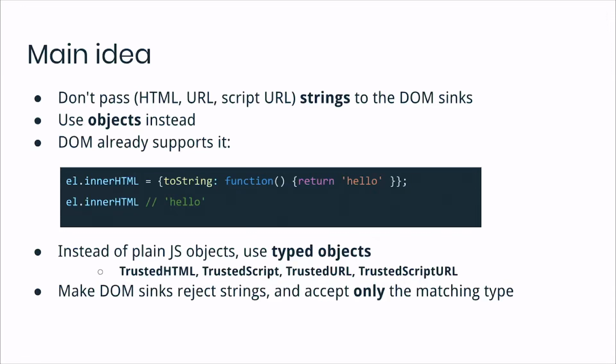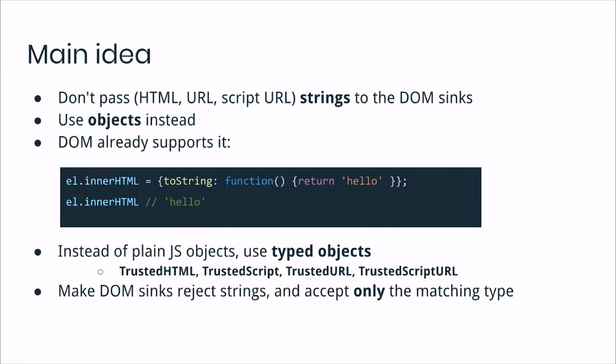However, there's a couple more things that we need to implement. Instead of using plain JavaScript objects, we use typed objects. So we create a couple of classes, if you will, that represent different types of values that we expect to be propagated throughout the program flow. So there's a TrustedHTML type, which represents a snippet of HTML that our application trusts to be okay to insert into the DOM. We also have a TrustedScript type, which means a snippet of JavaScript that is okay to execute. A TrustedURL, which is something that you can safely link to, and the TrustedScriptURL is something that you can link to that will load the JavaScript and execute, like a script source.